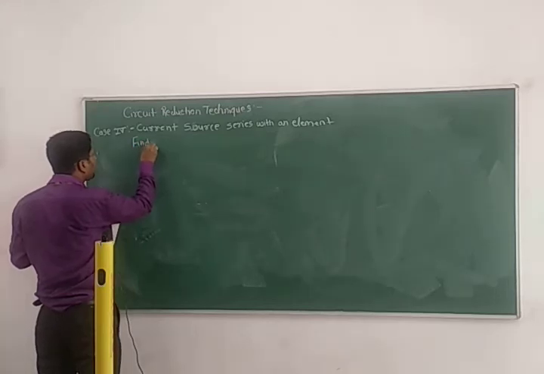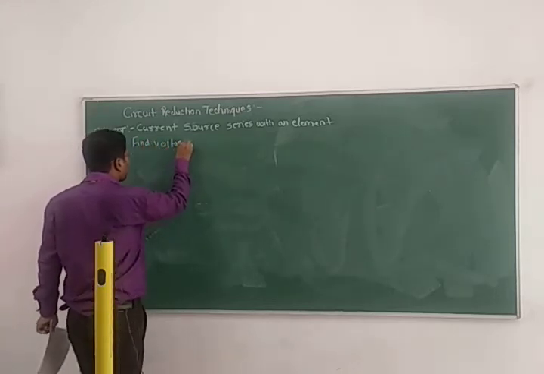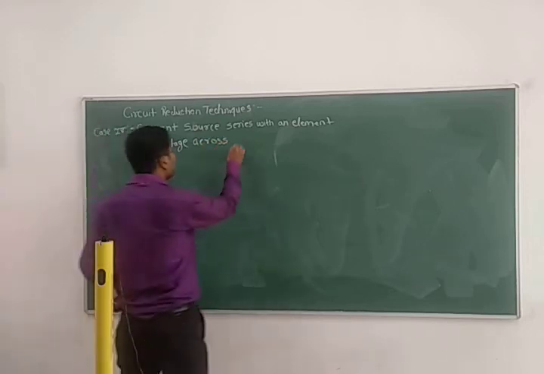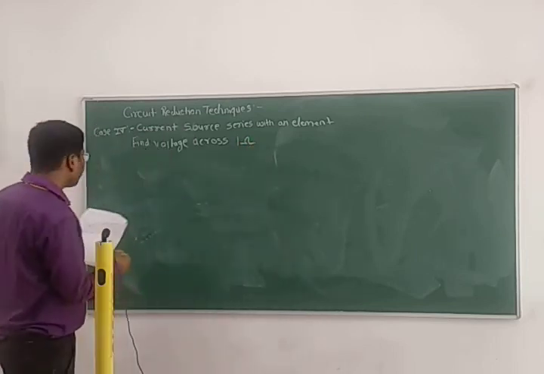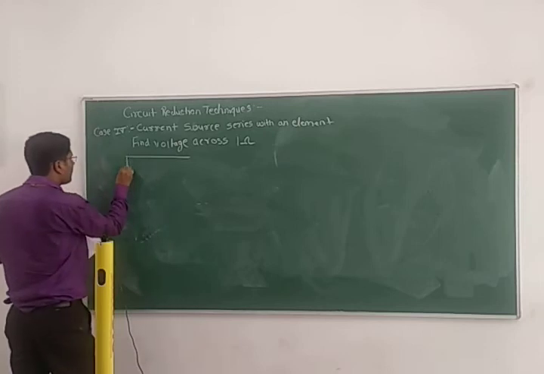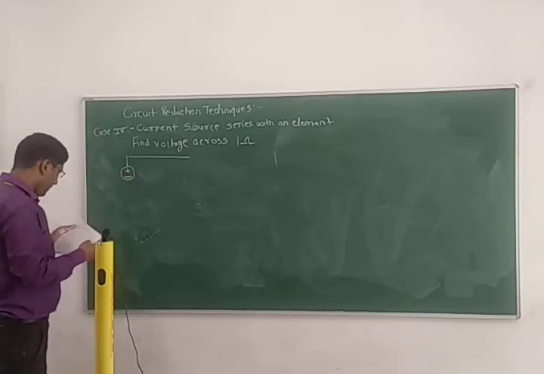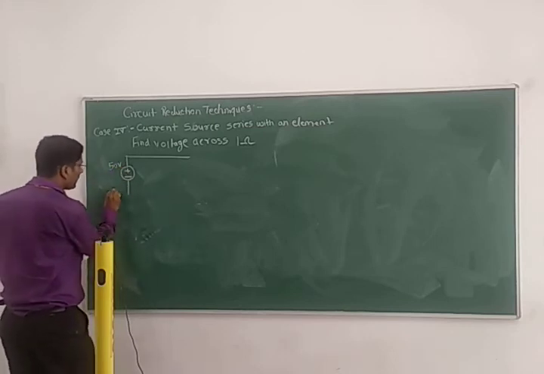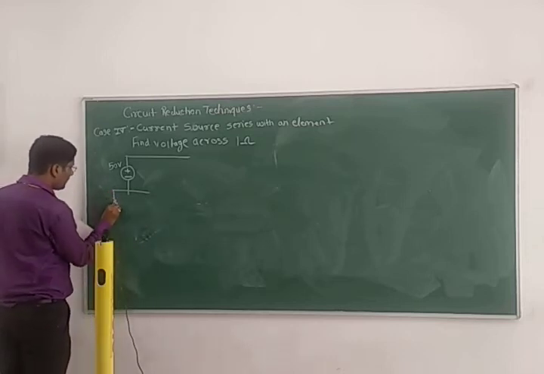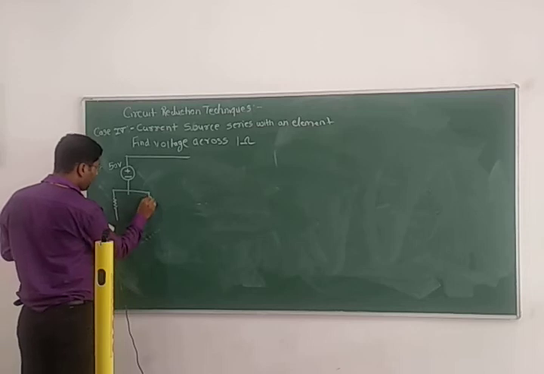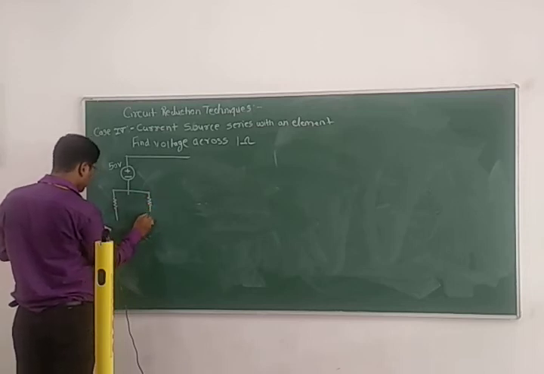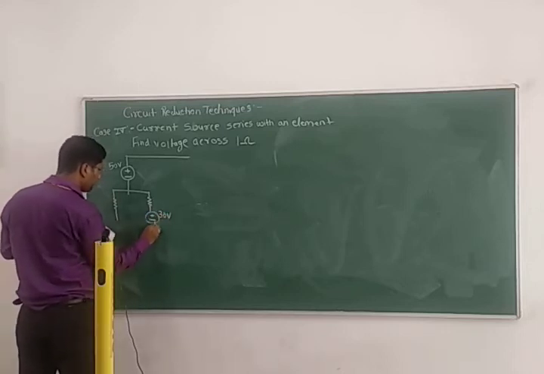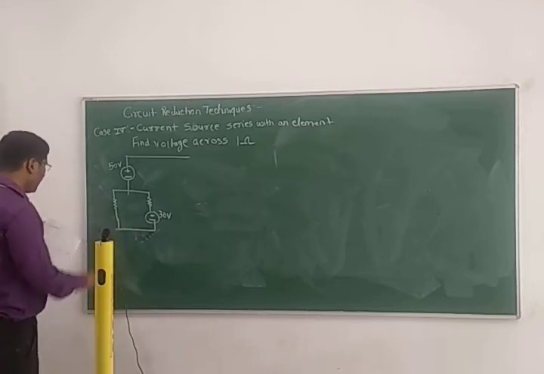Question is: find the voltage across the 1 ohm. 50 volt. Next is plus minus 30 volt. Zero.